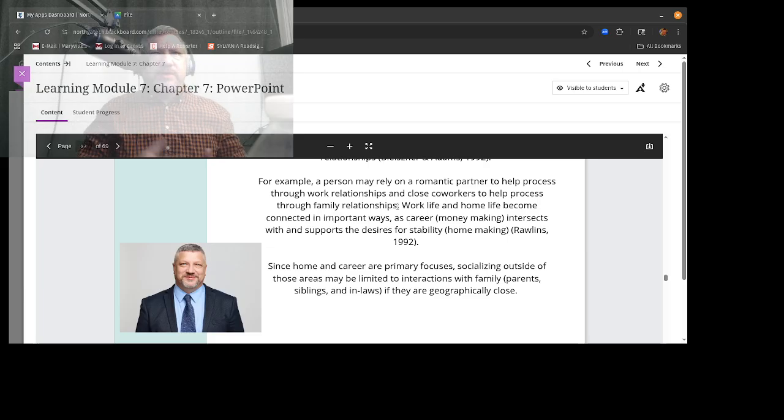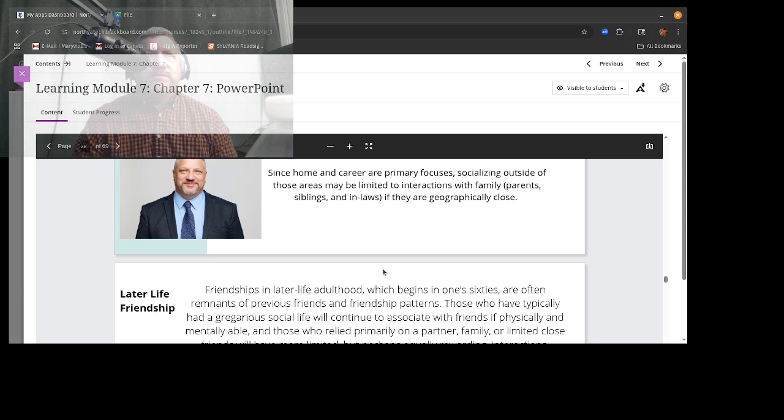Work life and home life become connected in important ways, such as career, meaning money making, intersects with and supports the desires for stability, homemaking. Since home and career are the primary focuses of especially adulthood, socializing outside of those areas is typically limited to family and older friends, and then our geographically close friends. We don't reach out much.